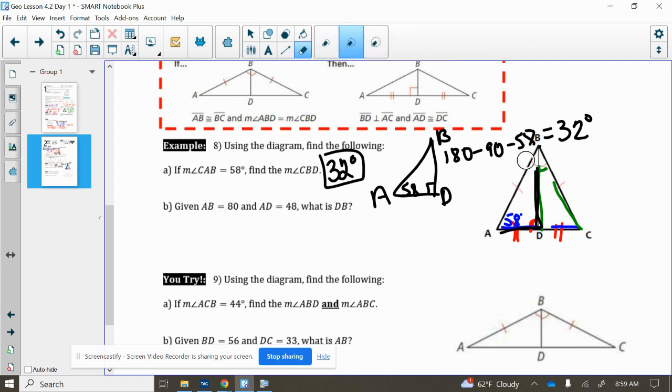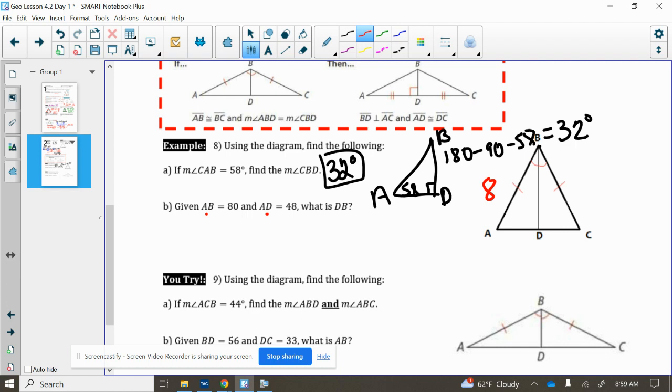Now using this same picture, this time they're telling us about side lengths. Notice we don't have any angle symbol. We're being told about side lengths. This time they are telling us that side AB is 80, side AD is 48, and we want to find the length of D to B, the height of this triangle. Well, again, we know that this was the perpendicular bisector, so this is a right angle. And when we have this right triangle, we have 2 out of 3 sides. We're given the hypotenuse, and we're looking for one of the two legs.